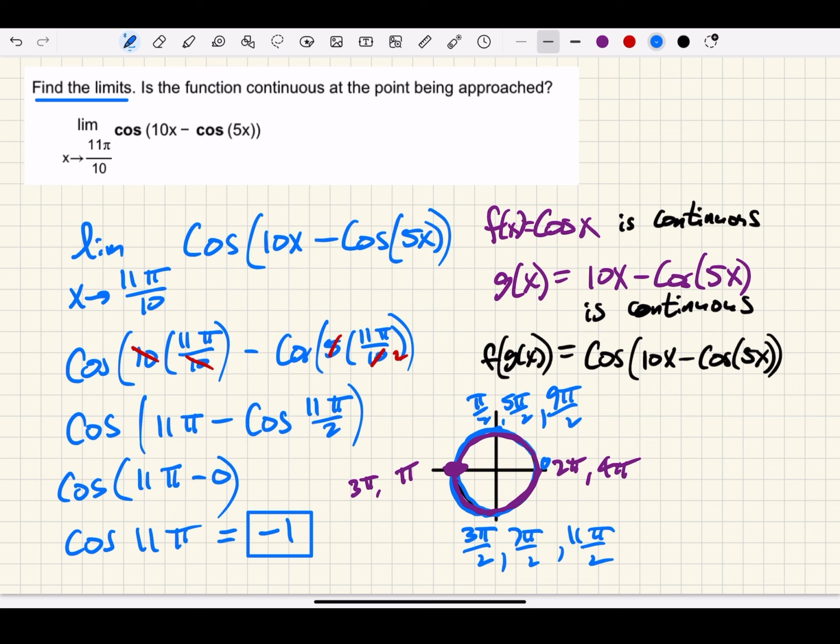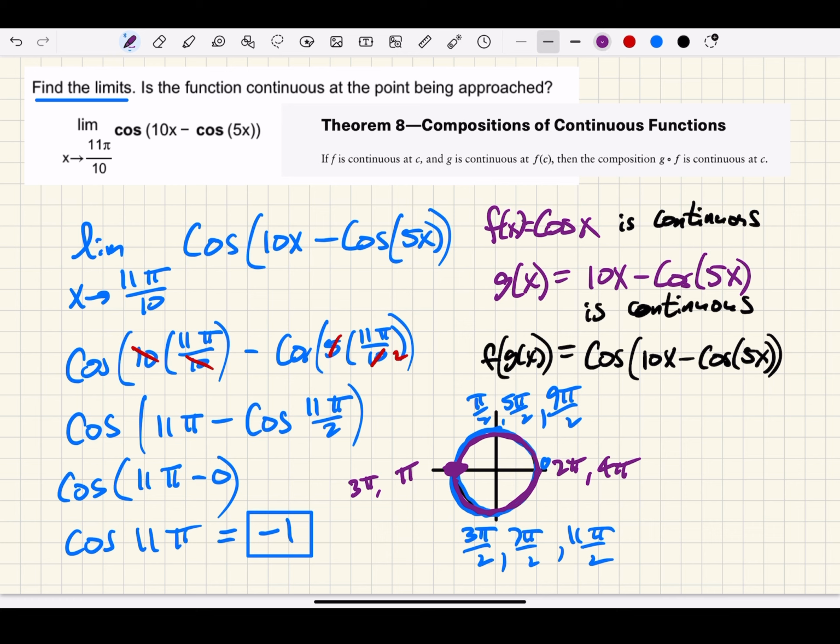Now the question is the function continuous at the point being approached? We have a theorem that says that where we have a function f that is continuous at c and a function g that is continuous at f of c, then the composition of these functions, g of f, is continuous at c.